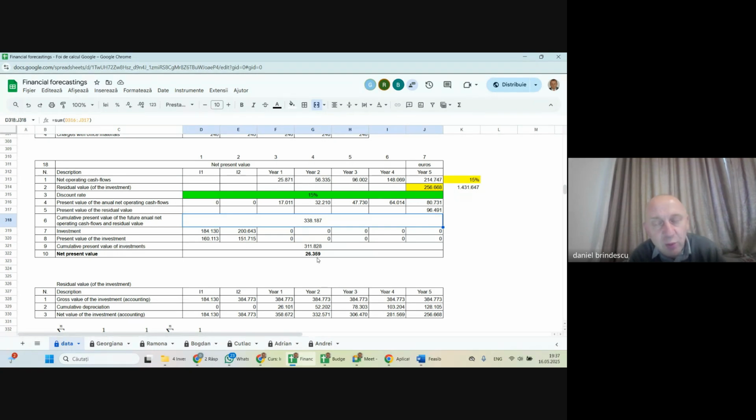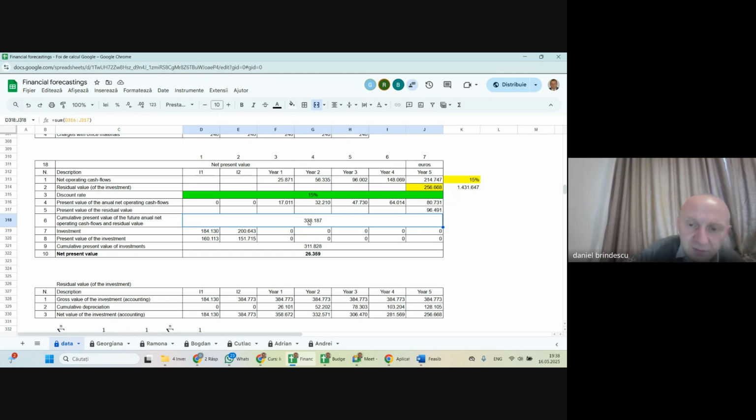However, if the net present value would be less than 0, that would mean that I would be paying more than it's worth. So I would not be able to get my capital back and the 15% annual expected return. So again, if the net present value is more than 0, I do the investment. If it's equal to 0, I still do the investment. If it's less than 0, I don't do the investment. Of course, this is a very simple approach.